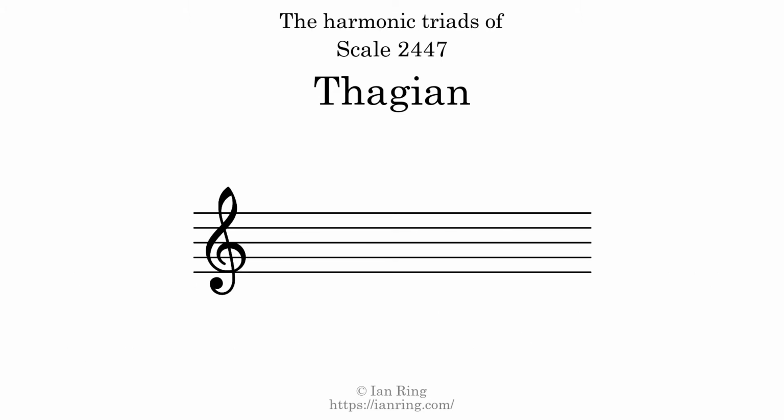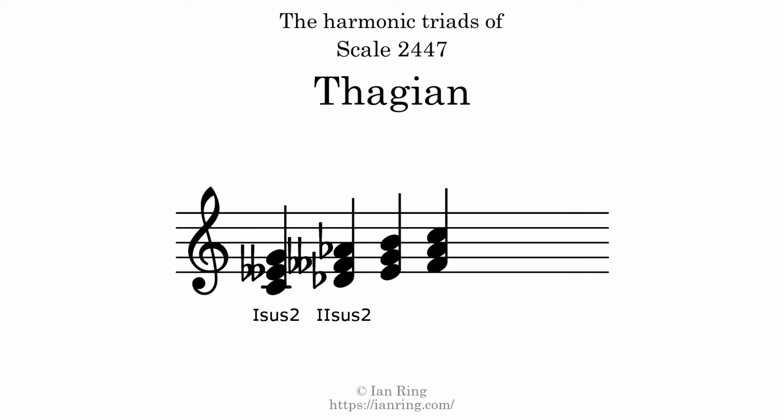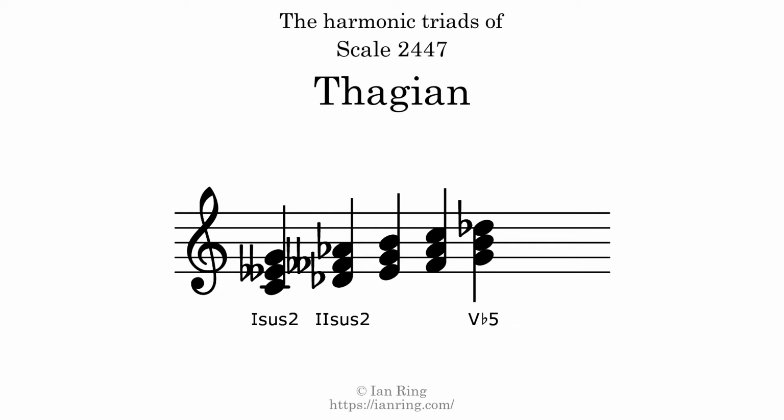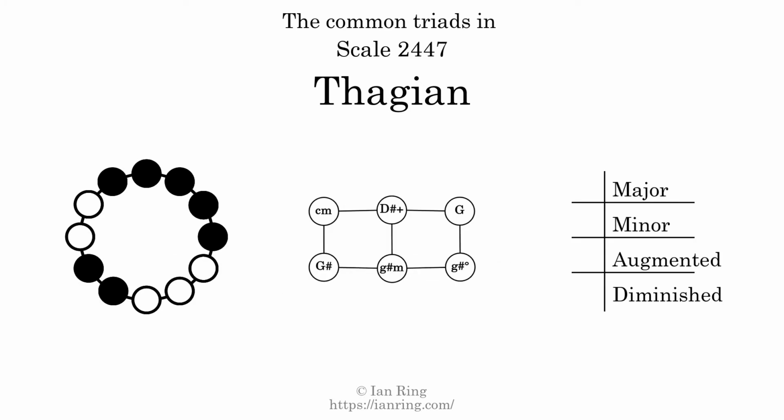1001100001111. Here are the harmonic triads present in this scale. sus2, sus2, unnamed, unnamed, major flat 5, major flat 5, unnamed. Here are the common triads present in this scale. The diagram in the center is a graph of parsimonious voice leading between triads.